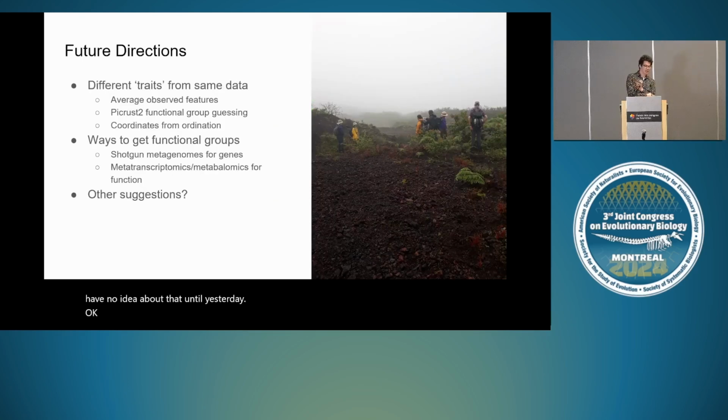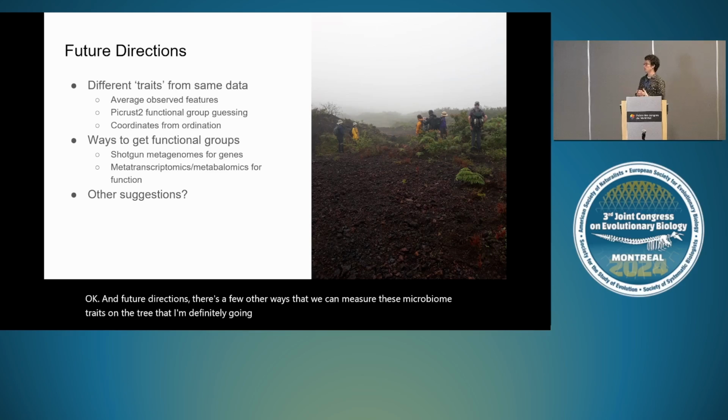Okay, and future directions. There are a few other ways that we can measure these microbiome traits on the tree that I'm definitely going to use with this data, like alpha diversity differences between samples, and also trying to get at functional information about these taxa. My goal with this was to treat this as a proxy for testing these functional groups, hopefully these microbes are doing a function for the snails. If we could actually get these functional groups, we could group them together and measure those on the tree instead. Some ways we could get those functional groups with further sequencing are shotgun metagenomics, metatranscriptomics, or metabolomics.